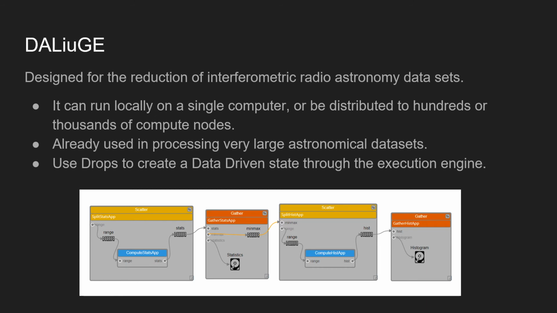DALiuGE was designed to drive the processing pipeline for the reduction of interferometric radio astronomy datasets, meaning to process the raw data captured from radio arrays such as the Square Kilometre Array. It is incredibly flexible and scalable, being able to manage itself running hundreds to many thousands of compute nodes at once through its use of various managers.